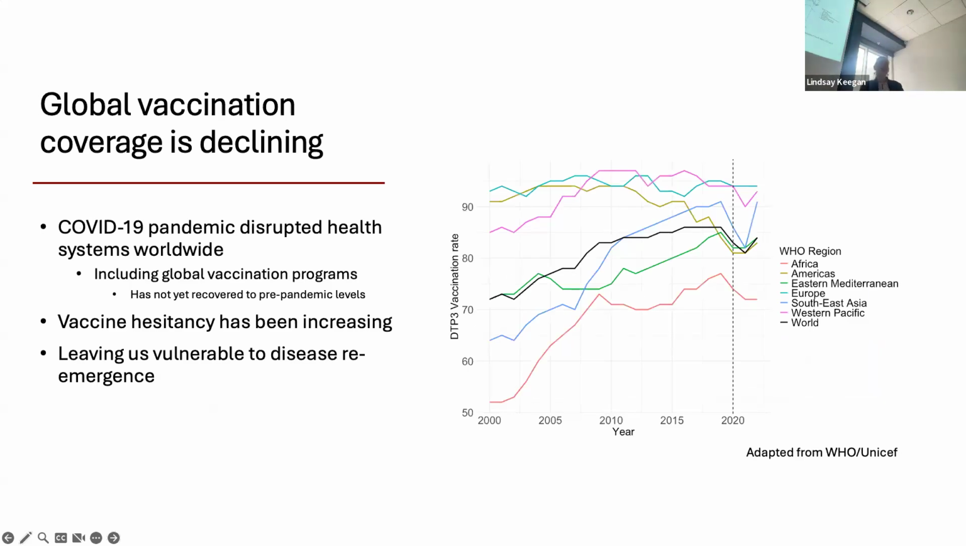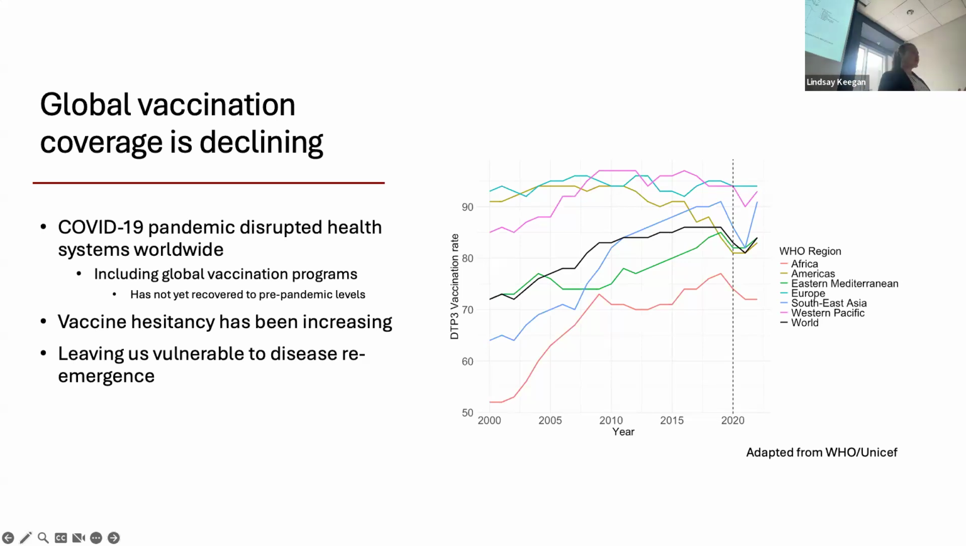At the same time, global vaccination coverage is declining. COVID-19 disrupted health systems worldwide, and that includes global vaccination programs. And global vaccination has not yet returned to pre-pandemic levels. Here you can see a plot of the diphtheria, tetanus, and pertussis three-dose vaccination rate over the last 20 years. It was increasing really nicely until COVID, and then it dropped. And in no region have we really returned to the pre-pandemic levels.